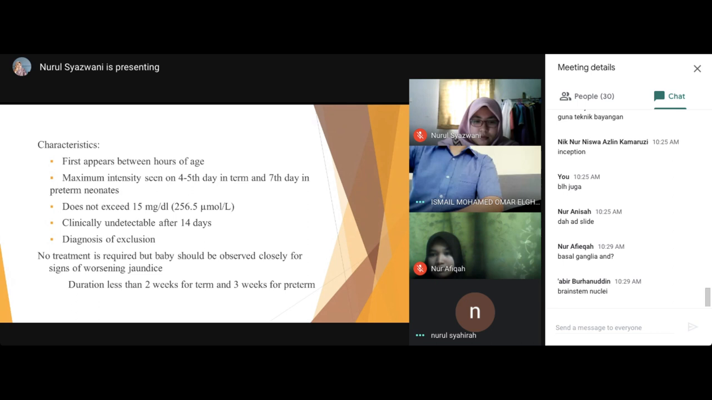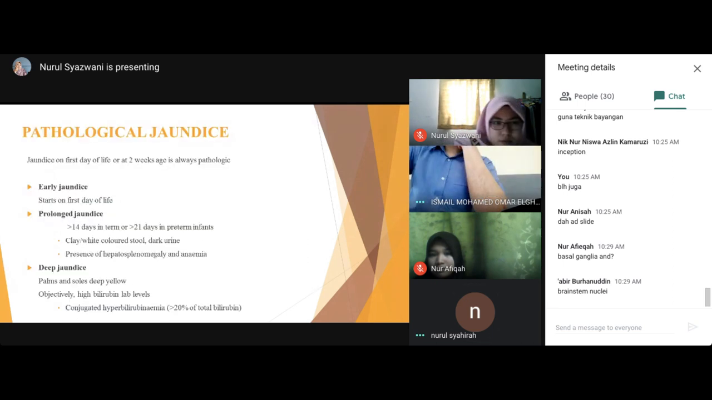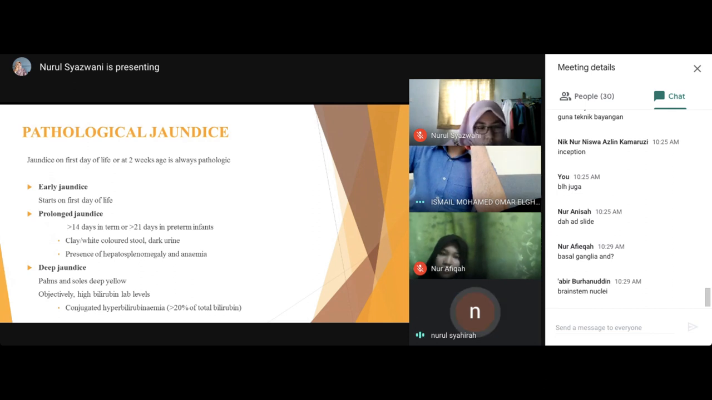Next slide. So pathological jaundice is jaundice on the first day of life or at 2 weeks of age, and it is usually pathologic. It can be divided into early jaundice, which starts on the first day of life, and prolonged pathological jaundice, which is more than 14 days in term, or more than 21 days in preterm.